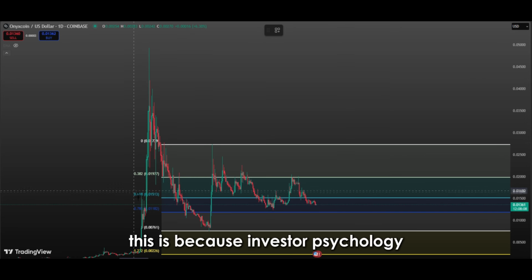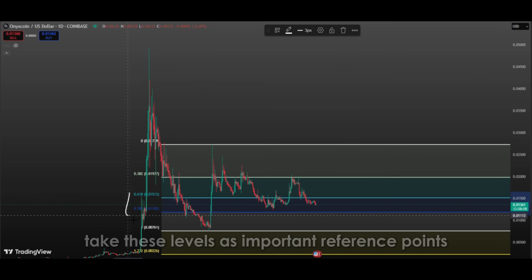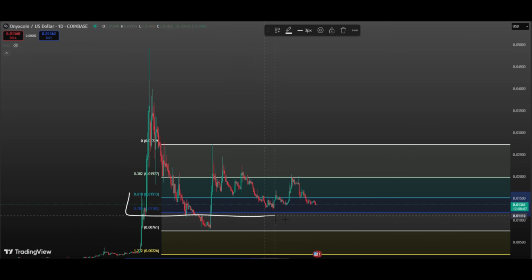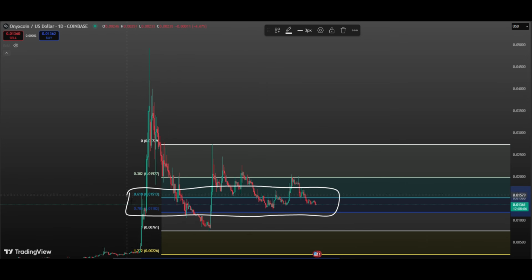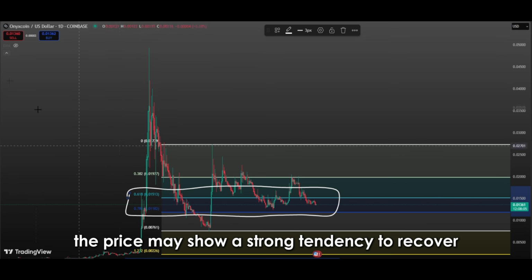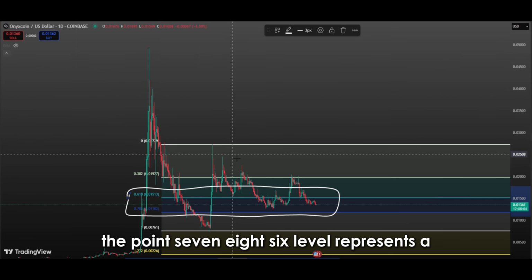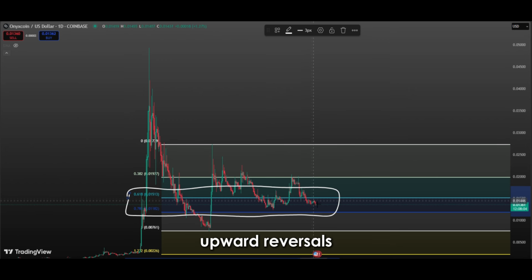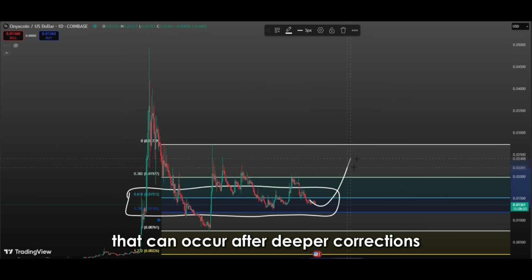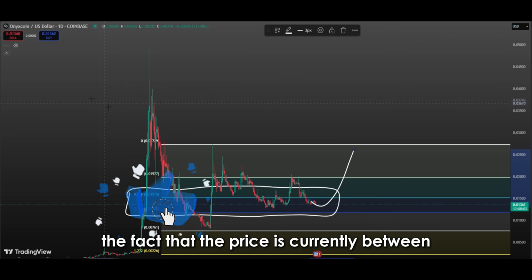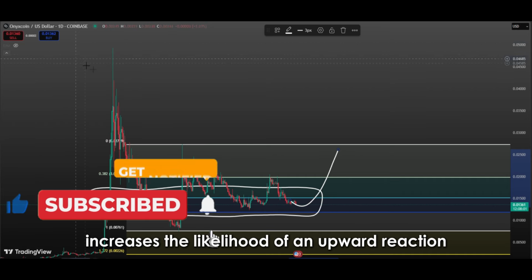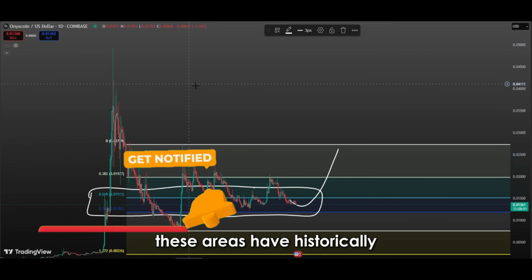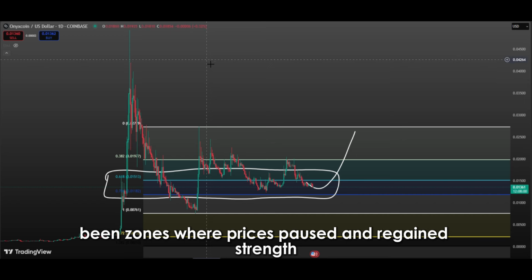This is because investor psychology and algorithmic trading systems take these levels as important reference points. In particular, the 0.618 level, also known as the golden ratio, indicates that after a retracement of this magnitude, the price may show a strong tendency to recover. The 0.786 level represents a critical threshold for sharp upward reversals that can occur after deeper corrections. The fact that the price is currently between or near these two important Fibonacci levels technically increases the likelihood of an upward reaction. These areas have historically been zones where prices paused and regained strength.